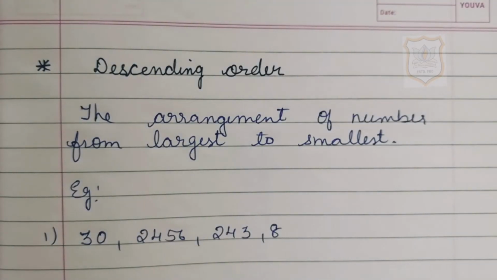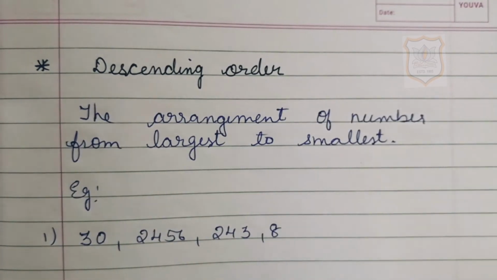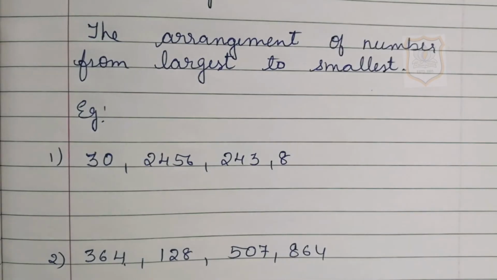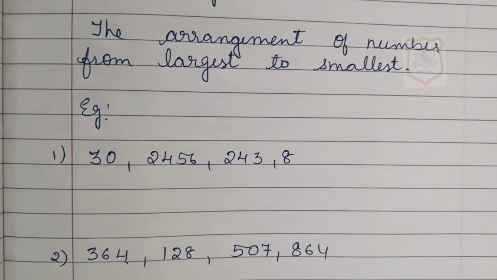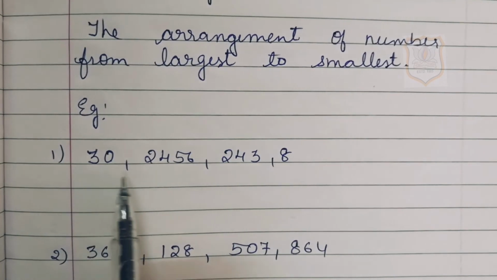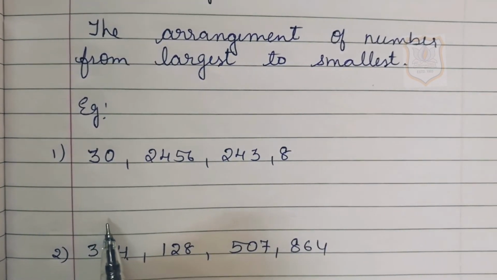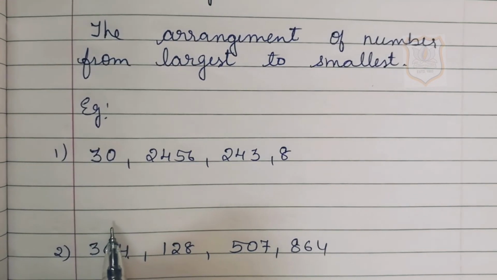Now the next topic is descending order. Descending order means the arrangement of number from the largest to the smallest. Here also the same rules are applicable which were in ascending order. I will explain you this with the help of few example. Here you can see these all numbers have unequal digits. So the number with the greatest number of digit will be the largest number.